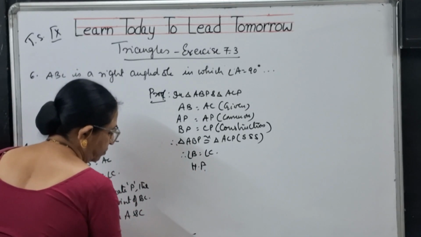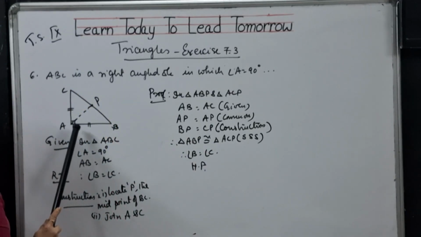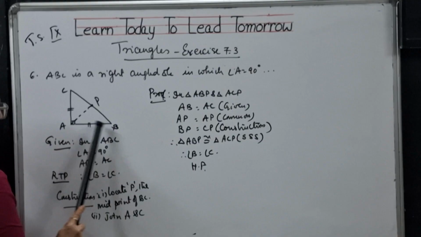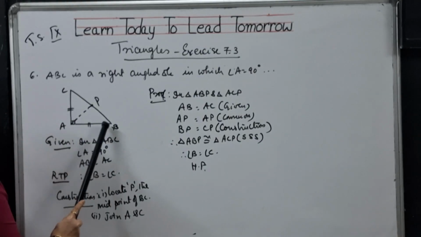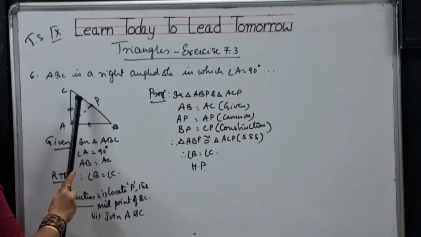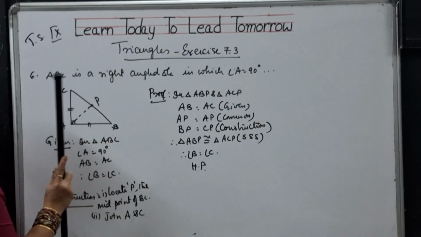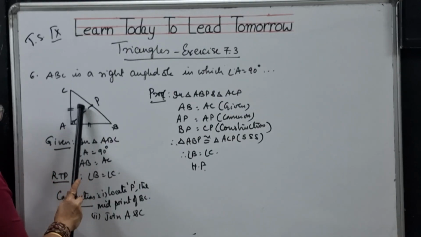Try to understand. Once again, I'll say there is a triangle ABC which is right angled at A and AB is equal to AC. We need to prove that angle B is equal to angle C. So for that there is a construction. You have to locate a point, midpoint of BC and join AP. Now we have got two triangles.